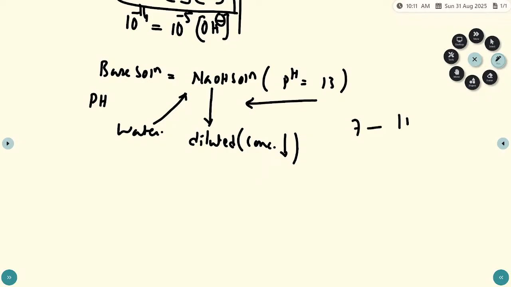The pH range is seven to 14. Is it a weak base or strong base? Weak base. If the pH is 13, strong base. And since you are adding water, the basic strength decreases, so the pH value also decreases. This is for basic solutions; for acidic solutions it is the reverse. Keep this concept in mind, and now listen to what a buffer solution is.